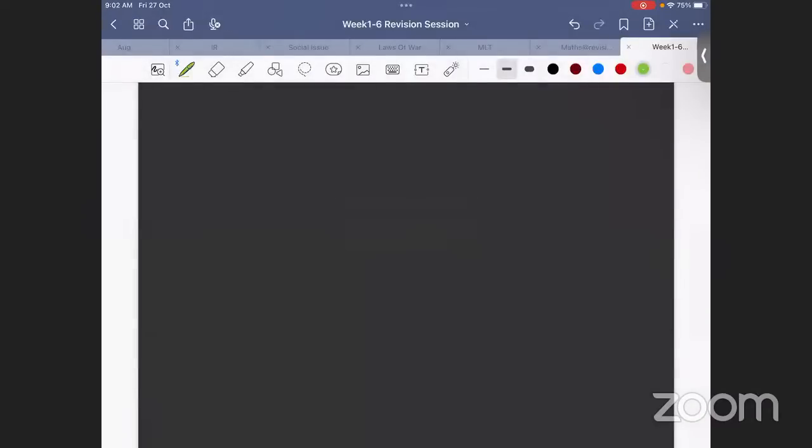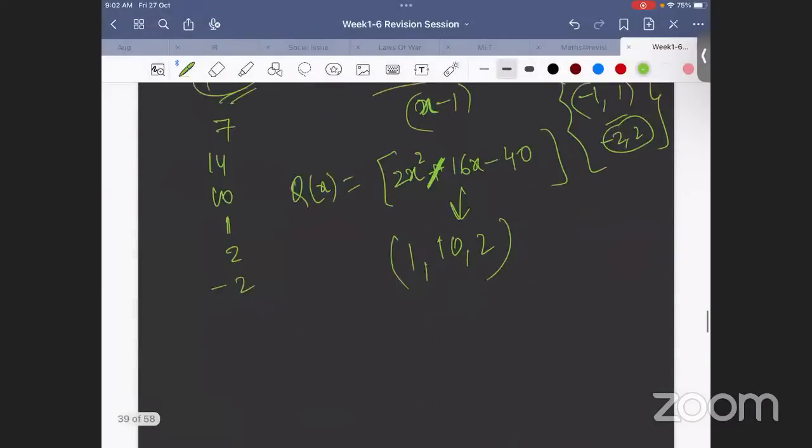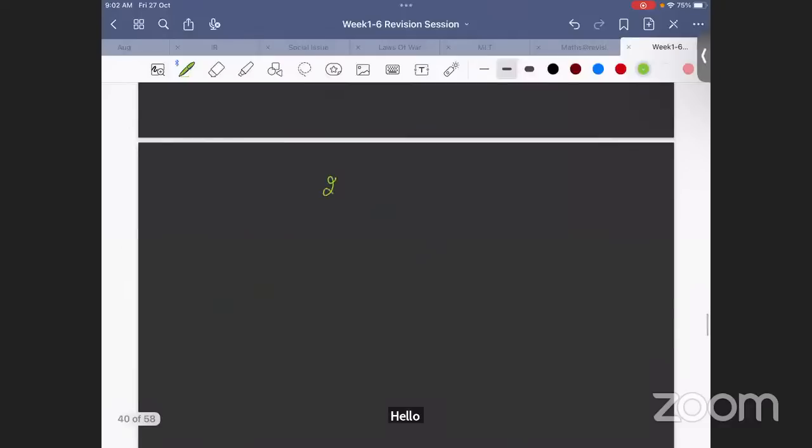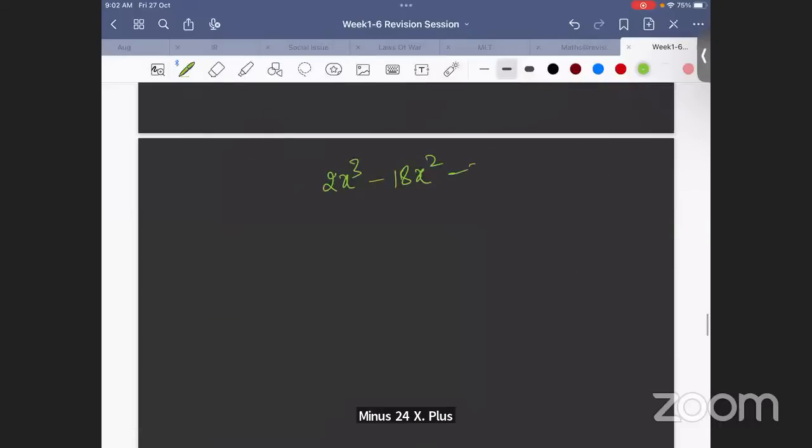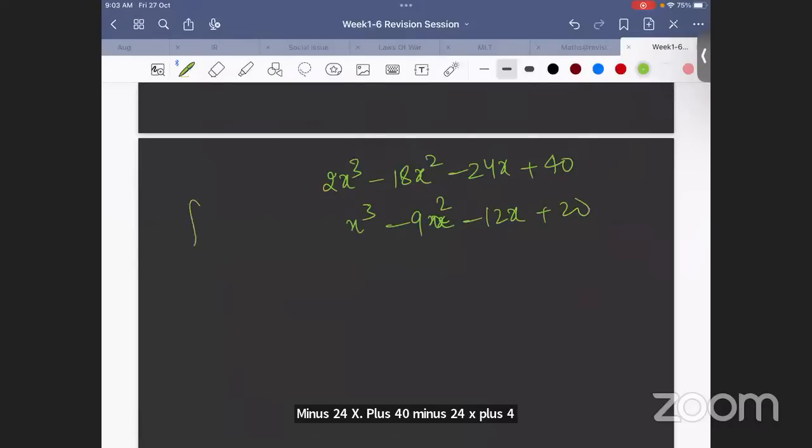Okay, what is the question? Tell me the equation. 2x cube minus 18x square minus 24x plus 40. So you can just remove the 2 directly. x cube minus 9x square minus 12x plus 20. What did I say? Try with minus 1 and try with 1.